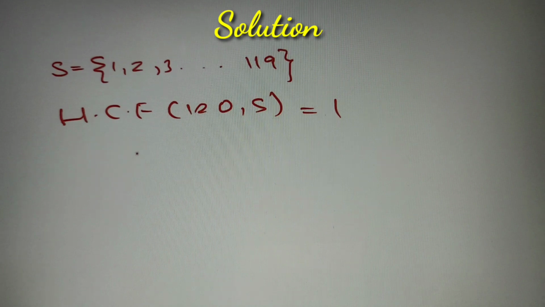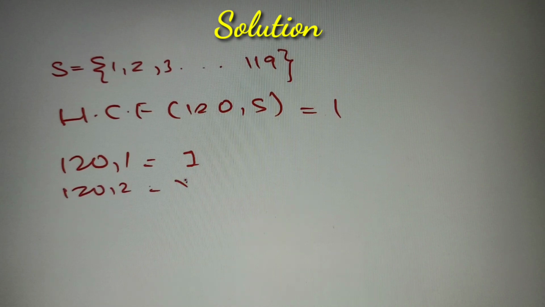So according to our definition of HCF, the number 120 and any number from the set S should be having a highest common factor of maximum 1. So let's take 120 and 1. The highest common factor is definitely 1 because we have 1 itself, so there is no other factor in 1. Now if we take 120 and 2, this is not true. The HCF of 120 and 2 is equal to 2. Now we have to go up to the number 119, and to check all the numbers by this method is very lengthy and tedious.